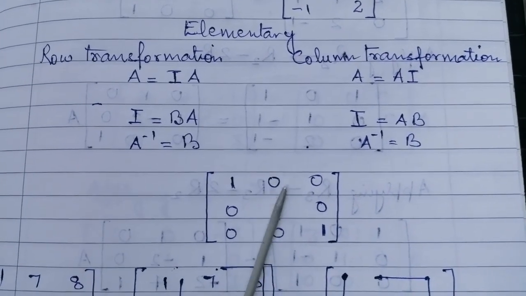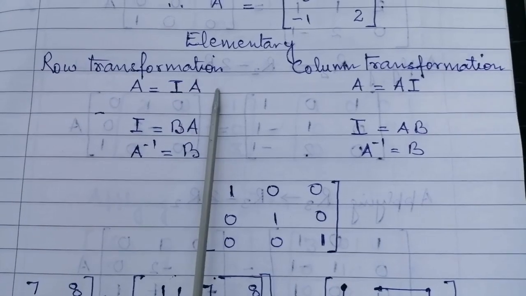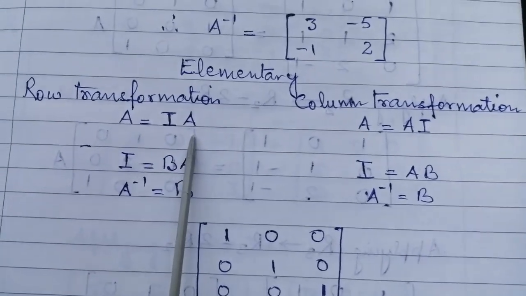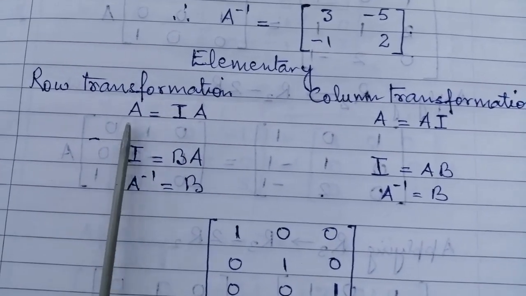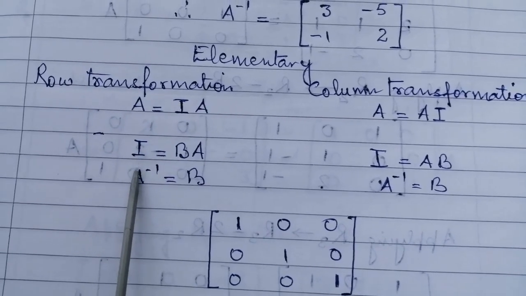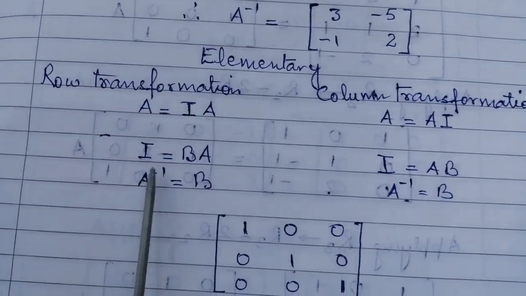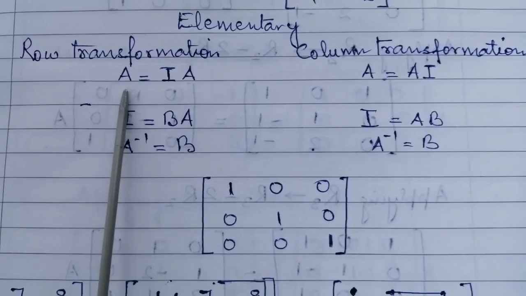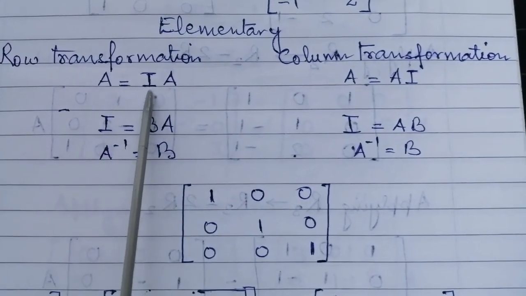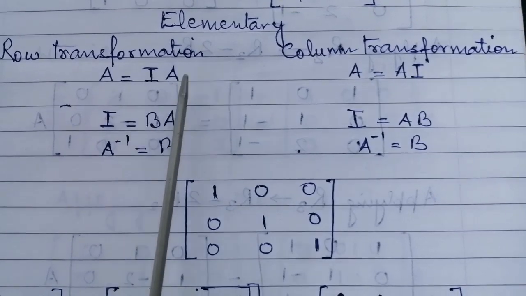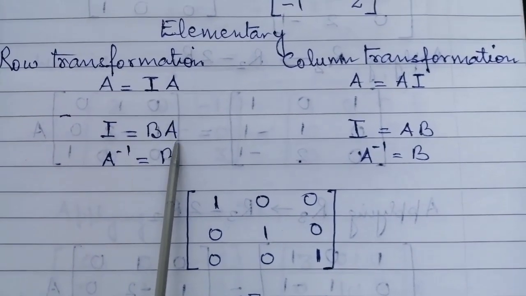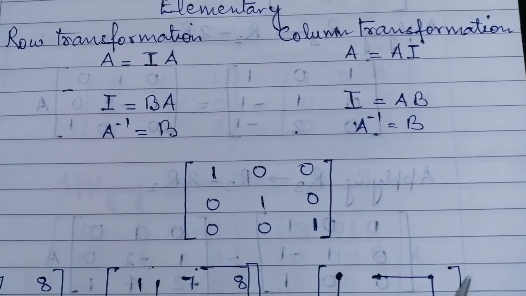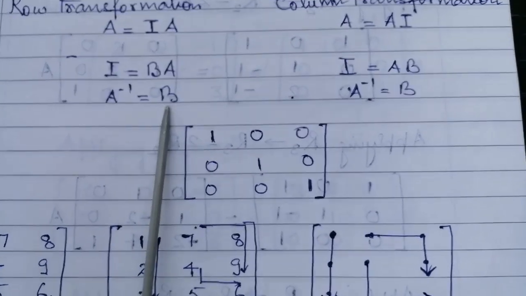If you remember, we had discussed that for row transformation we write the matrix A is equal to I into A, identity matrix into matrix A. Then for this matrix A, we are going to convert this matrix into an identity matrix, right? By applying various operations on matrix A, the same operations we apply on matrix I. This A remains as it is until you get I is equal to B into A, right? So we had discussed that A inverse is equal to B.